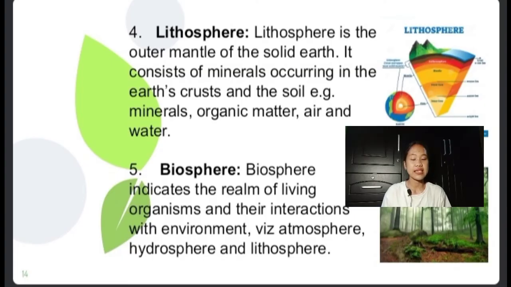So the third is lithosphere. Lithosphere is the outer mantle of the solid Earth. It consists of minerals occurring in the earth crusts and the soil. Example, minerals, organic matter, air, and water. So the fourth is biosphere. Biosphere indicates the realm of living organisms and their interactions with the environment. Atmosphere, hydrosphere, and lithosphere.